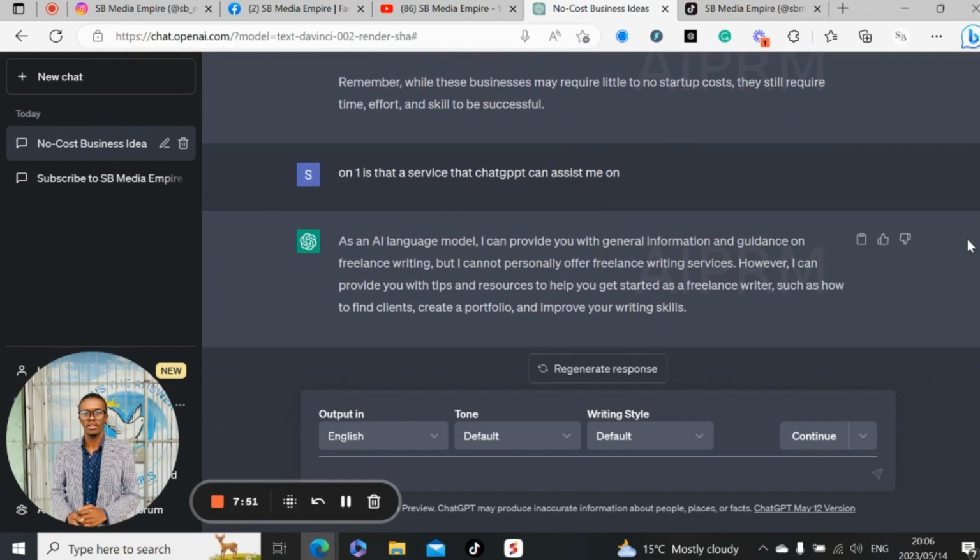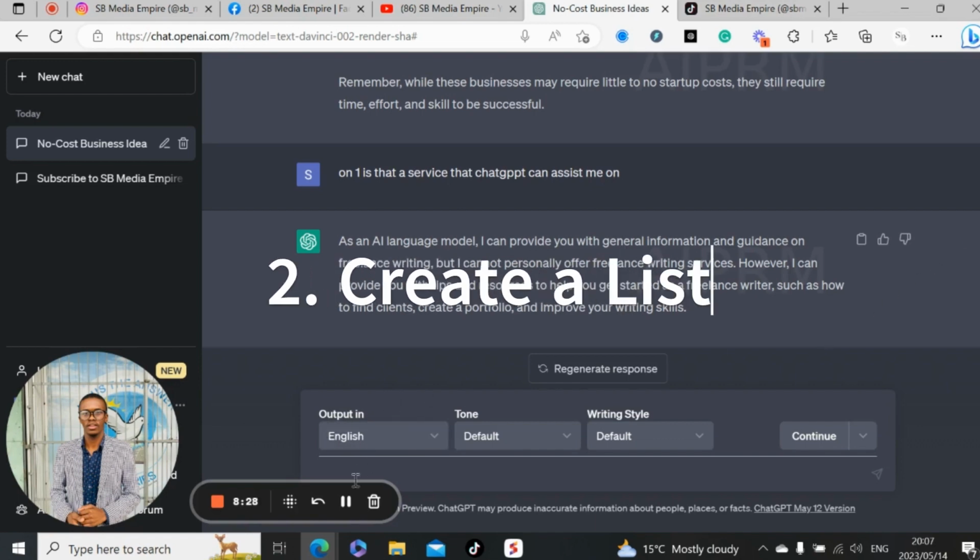So this is what I was actually saying. This is how it can help you with your freelancing service. So you can use ChatGPT to start your business and grow it. Actually, it's pretty good. I would highly suggest it.